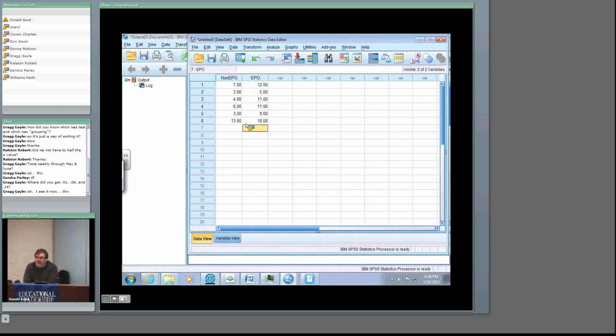You do it when the data are paired together. By paired, I mean the 7 and the 12 are paired together. They come from the same person. That's a pair. A pair comes from the same source. The 3 and 5 are paired together because they both come from person number 2.